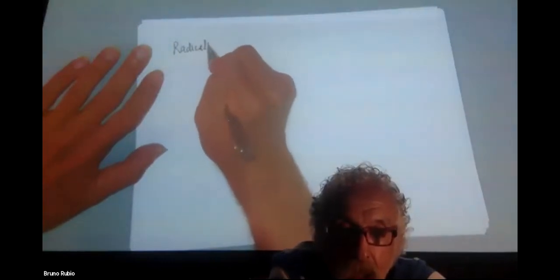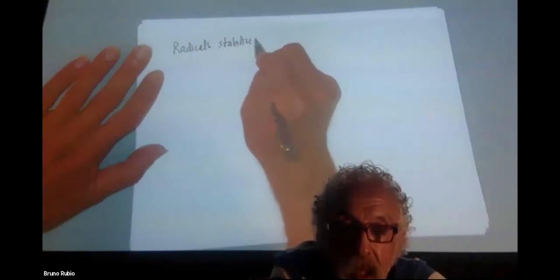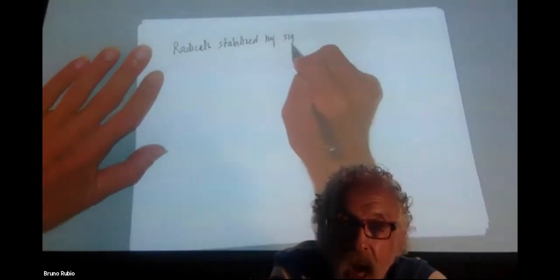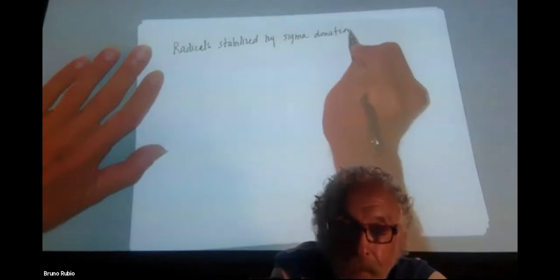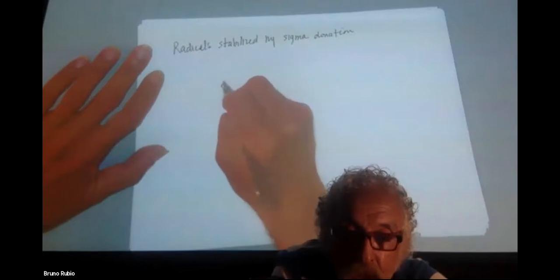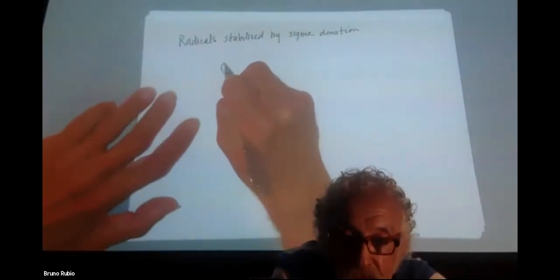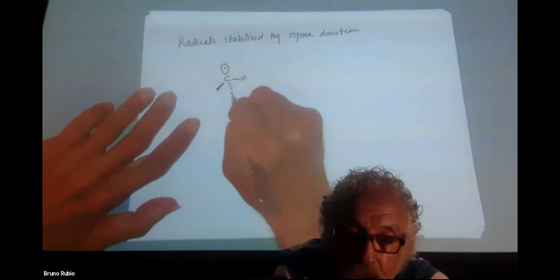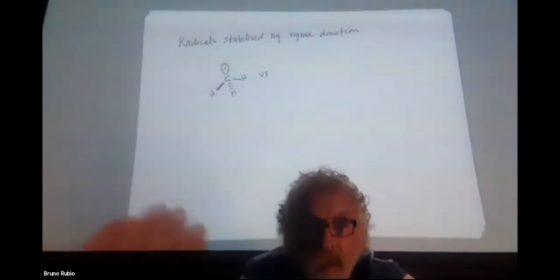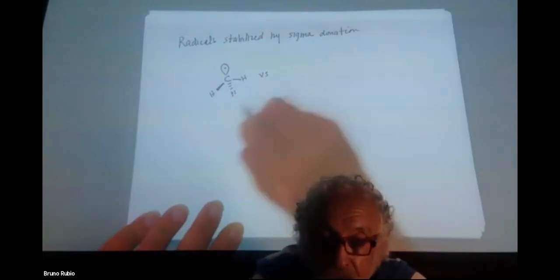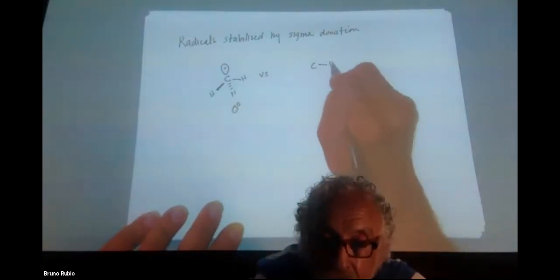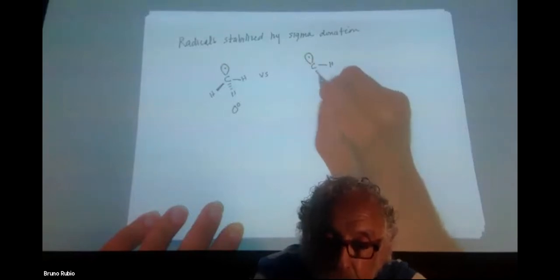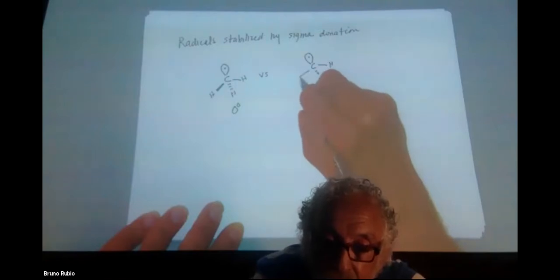Now let's talk about the explanation. Is that radicals are stabilized by what is called sigma donation. Remember, we were talking about how a radical that is not pi accepting, for example, the methyl radical, is tetrahedral. It looks like this. Versus, let's look at a primary radical, that's super primary, let's look at a primary radical where we're going to replace one of those hydrogens with an alkyl group.